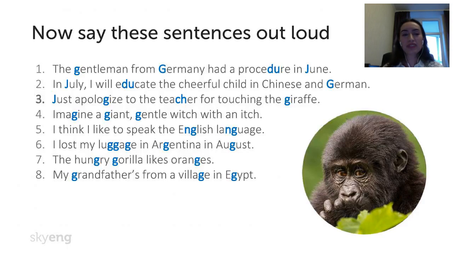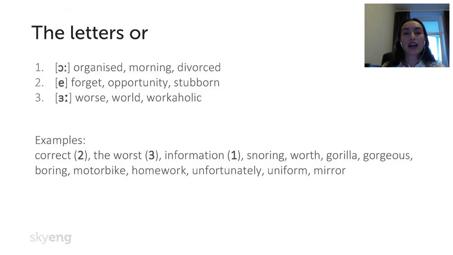Okay. Next slide, please. Okay. So the letters OR. Then there's another one that causes problems, the letters OR. As you can see, there are 3 ways we say the letters OR. The long OR, as in organized, morning, divorced. And the schwa OR, forget, opportunity, stubborn.